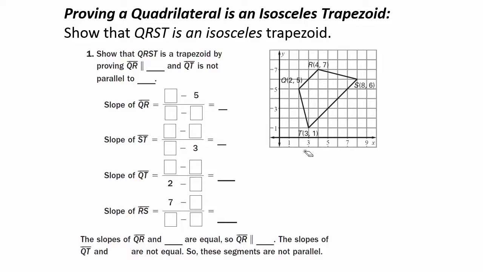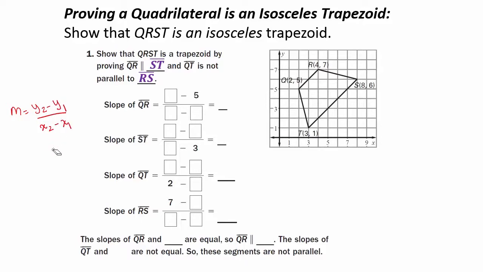The first step is to show that QRST is a trapezoid by proving that line segment QR is parallel to line segment ST and line segment QT is not parallel to line segment RS. In order to say that line segments are parallel, they have to have the same slope. So we need to find the slope of all of these line segments. Remember, your slope formula is lowercase m is equal to y2 minus y1 over x2 minus x1. So change in y over change in x.